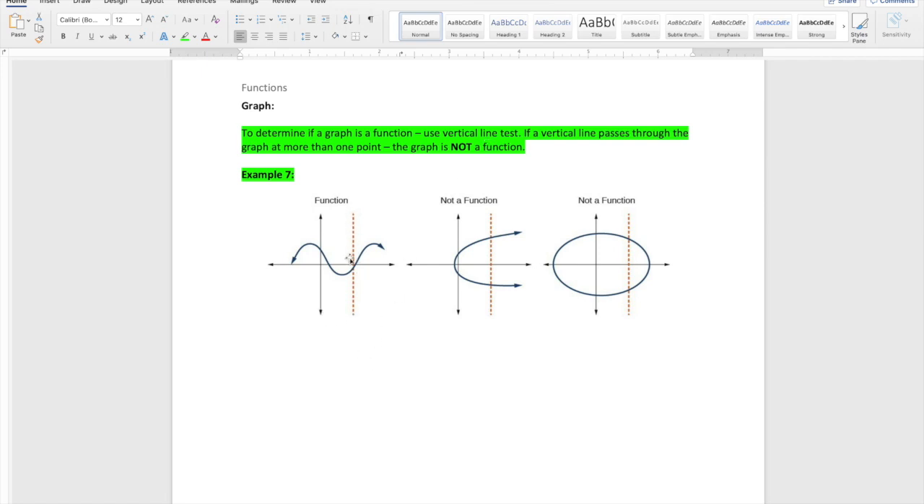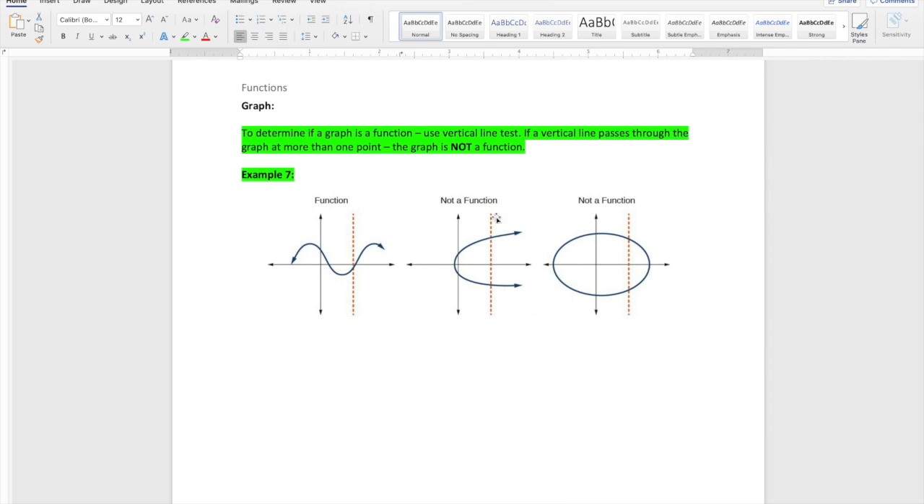So there is a vertical line drawn here, the orange dashed vertical line. The question is, how many points does it have with the blue graph? How many points does it have in common with our blue graph? The answer is 1. If there is only 1 point, it's a function.